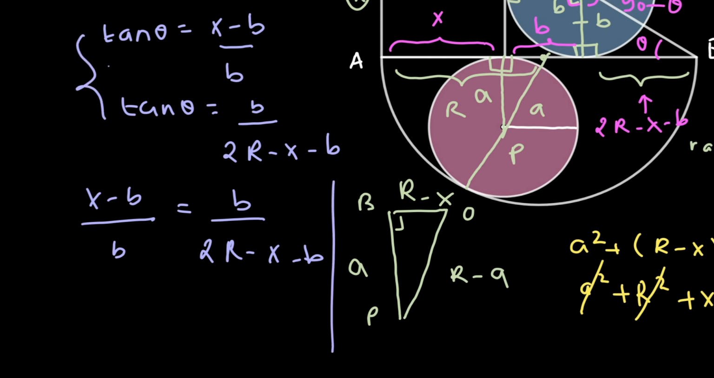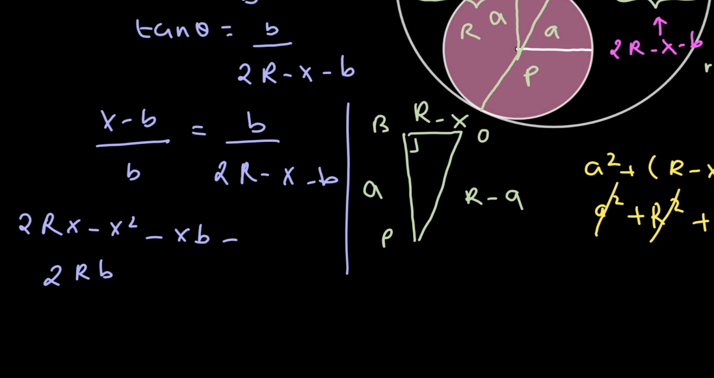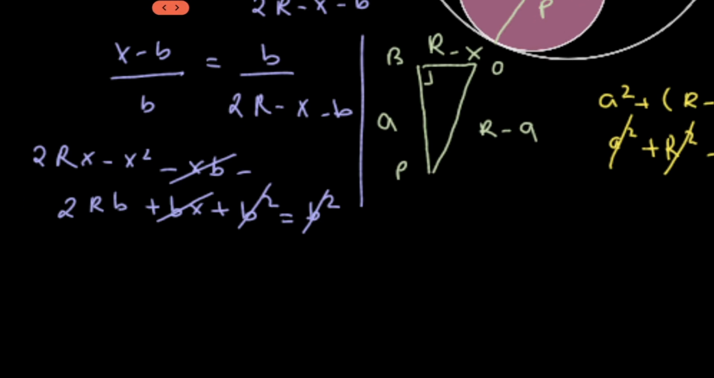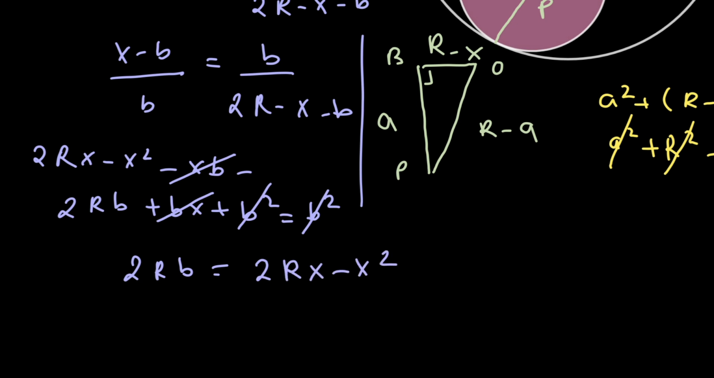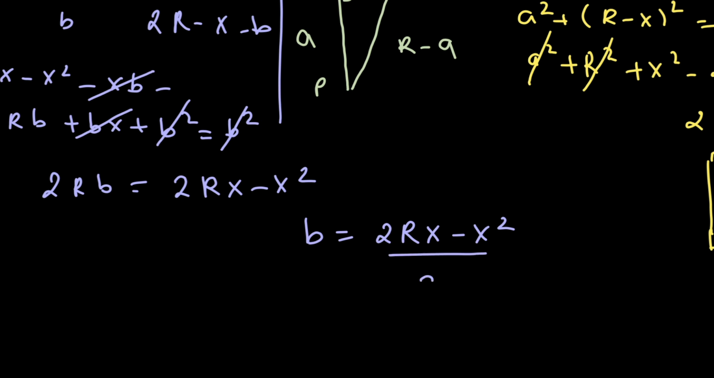Okay, both of these equations were having the same left hand side, so we simply compared their right hand side. So now to simplify this thing, we will do the cross multiplication. So we will get 2 times rx minus x square minus xb minus 2 times rb plus bx plus b square is equal to b square. B square got cancelled out, negative xb and positive xb got cancelled out, and simplifying this thing will finally give me 2 times rb equals 2 times rx minus x square. I can divide both sides by 2 times r, so I will get the value of b equal to 2 times rx minus x square divided by 2 times r.